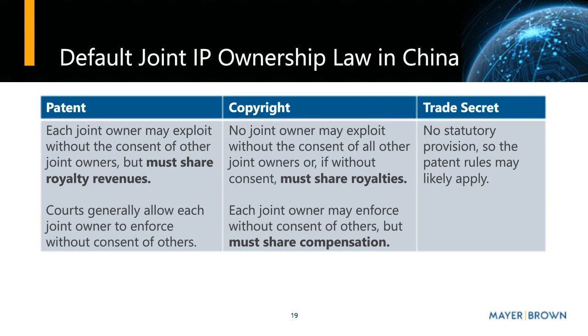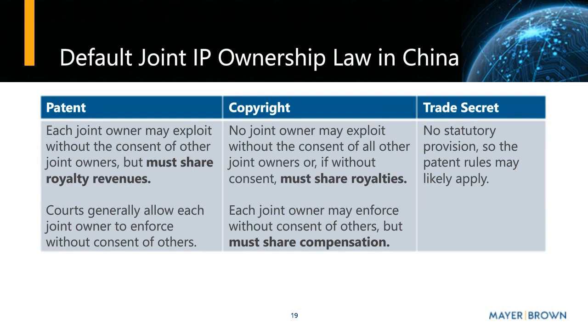This royalty sharing requirement is different from the U.S. approach. All other types of exploitation of a jointly owned patent must be agreed upon by all joint owners. Therefore, assigning or granting an exclusive license to a jointly owned patent must be agreed upon by all joint owners of the said patent. Also, unlike the U.S. default rules, in China, courts generally allow each joint owner to enforce without the consent of others.